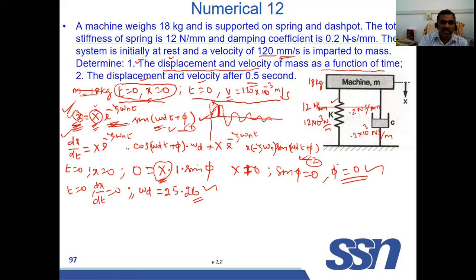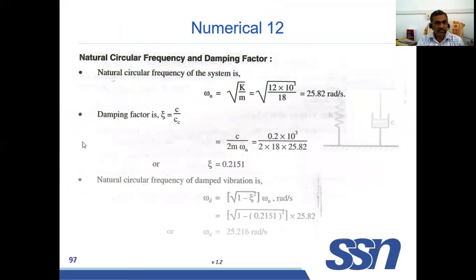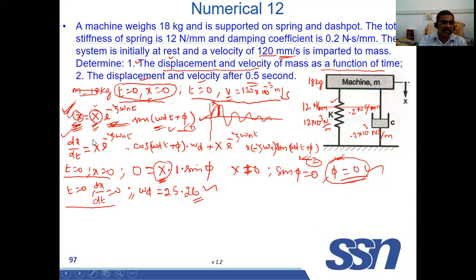So already we calculated the value of psi, pi. How did we calculate the value of phi? By substituting the boundary condition in the displacement equation. Then you substituted the second boundary condition, that is the velocity boundary condition, in the velocity equation, and we calculated the omega d.